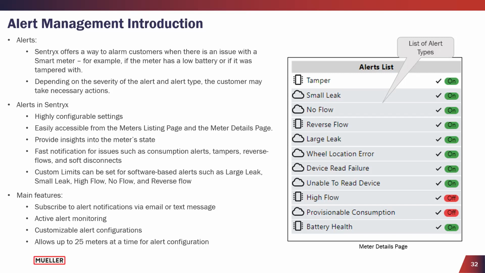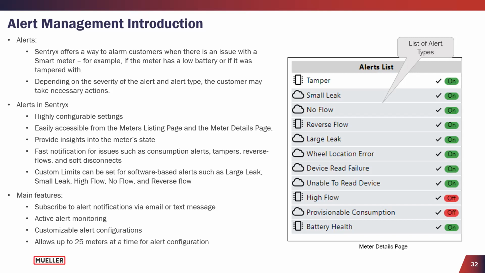Custom limits can be set on your large leak, small leak, high flow alerts, and again, the reverse flow. And really, a lot of the cool features in Sentryx is subscription to alerts. You have SMS or email, and obviously the active alert monitoring. And your alert configurations are fully customizable, and you'll see that momentarily.